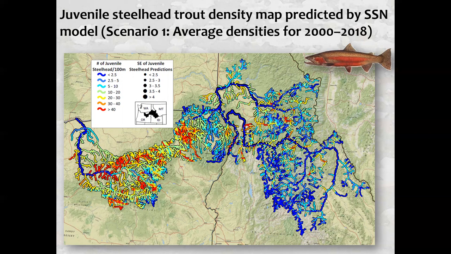Basically, Oregon has warmer streams and higher density steelhead. Then you get into Idaho, higher elevations, a lot colder streams, and a lot of those streams right now, the model is predicting, are too cold to really be optimal for high densities of steelhead.